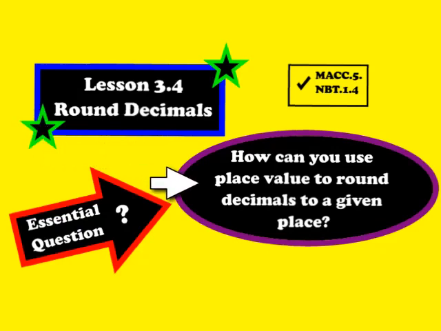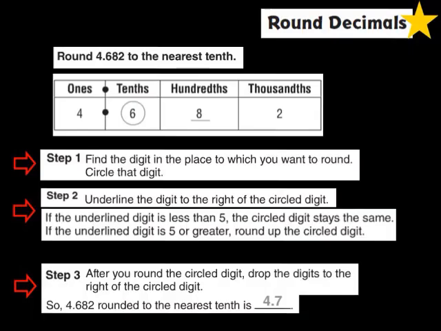The essential question for this lesson is, how can you use place value to round decimals to a given place? Now, go ahead and open up in your Go Math workbooks to Lesson 3.4, found on page 59, and let's get started. Now, before we begin solving problems in this lesson, I want to walk you through an example that shows us how to correctly round decimals.